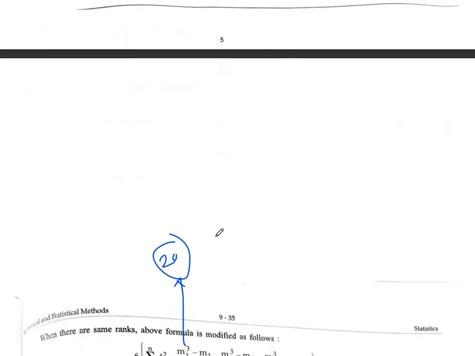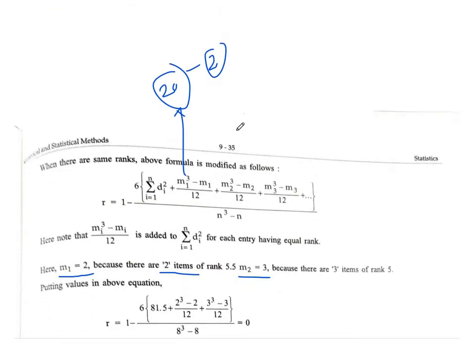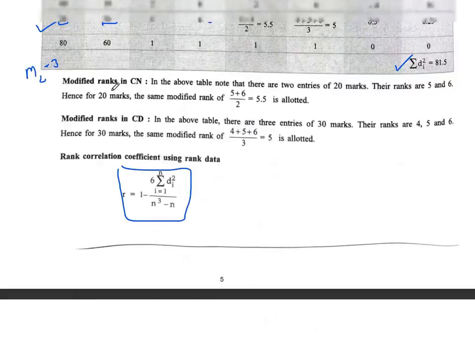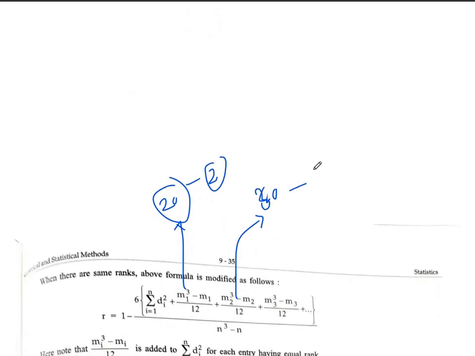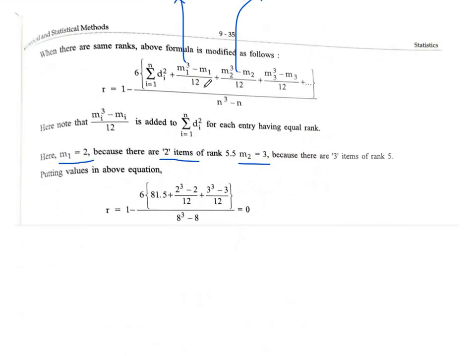Here two ranks, so this is 2, and for m2 we have the value 30. Not 40, it is the 30 value. And how many 30 values are there? 3. So we take m1 equal to 2 and m2 equal to 3, the number of equal ranks. So here 2 and here 3, we put that value here, divided by 12, that is the formula. And here the n values, this is n cube minus n.